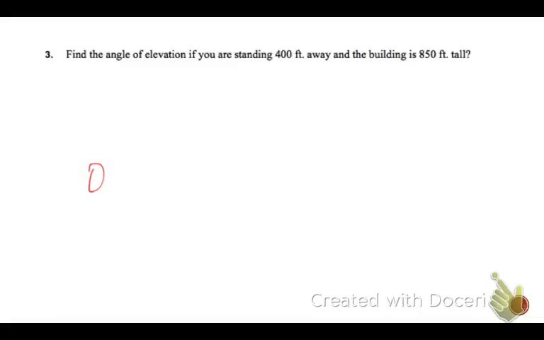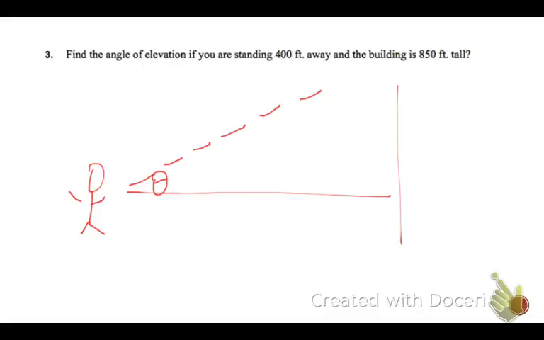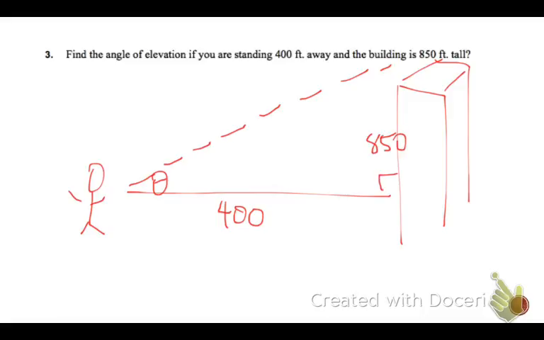So if we sketch a little picture, here's you. Angle of elevation, so here's our horizontal, and then the angle of elevation is the angle looking upwards. We don't know what that angle is. So we know that, and here is the building, that it is 400 feet away, and that the building is 850 feet tall. This will be our right angle.